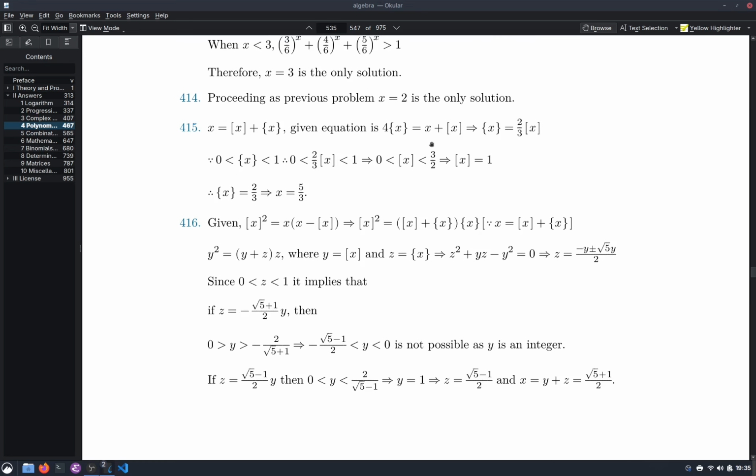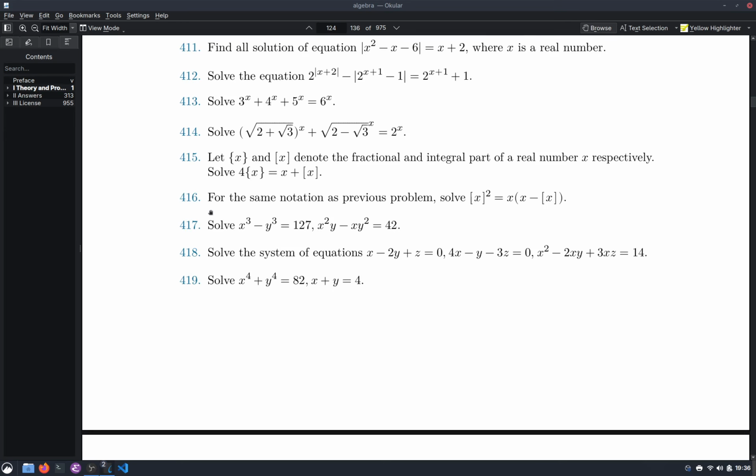Now we can solve this equation. This x can be written as the integral part plus the fractional part of x. Taking that to the left hand side, it becomes 3 times the fractional part is equal to 2 times the integral part. So the fractional part is equal to 2 by 3 of the integral part. Now we know that the fractional part lies between 0 and 1. So we substitute this value, and get 0 less than 2 by 3 of the integral part less than 1. So the integral part becomes between 0 and 3 by 2. So clearly the integral part is 1. Once we have that, the fractional part is 2 by 3, and we know x is equal to 5 by 3.